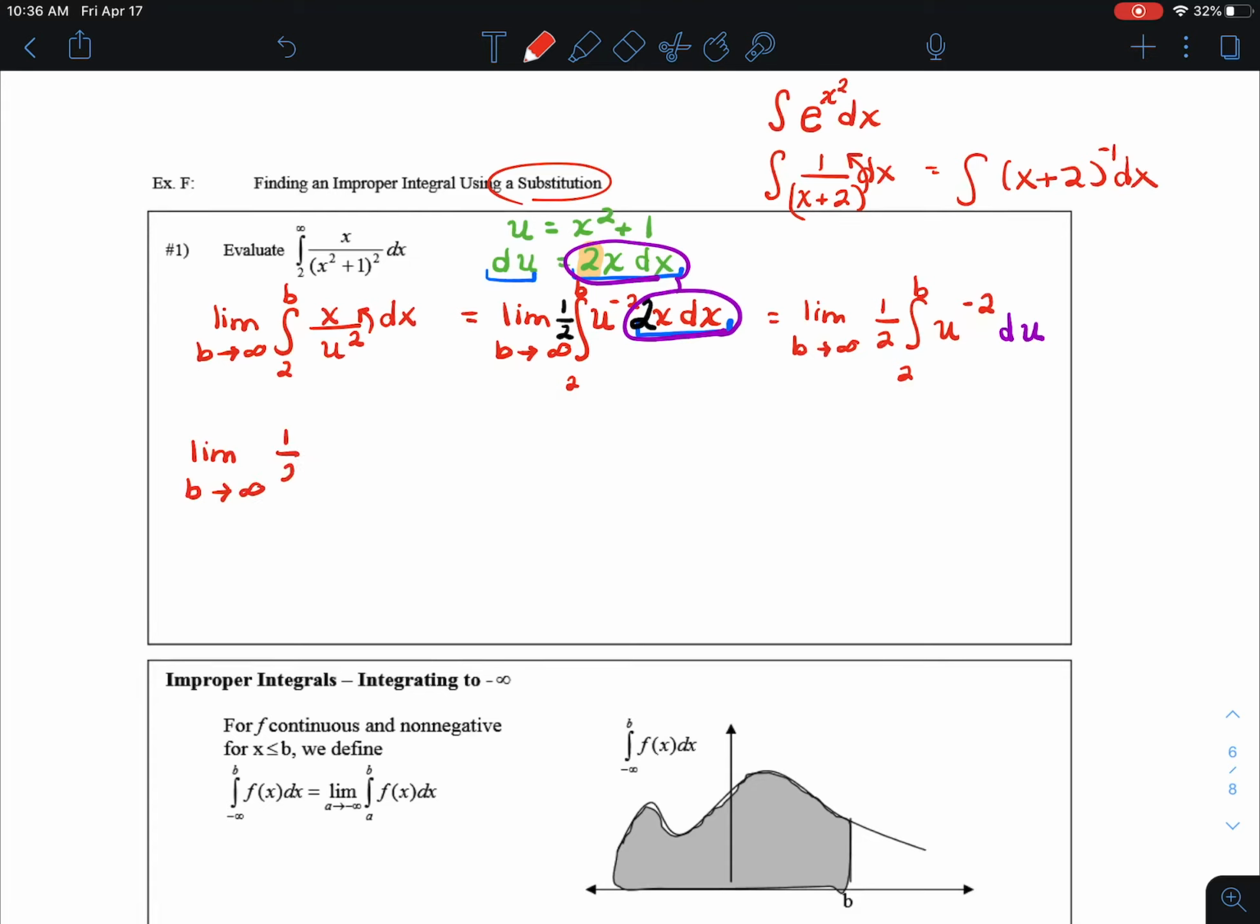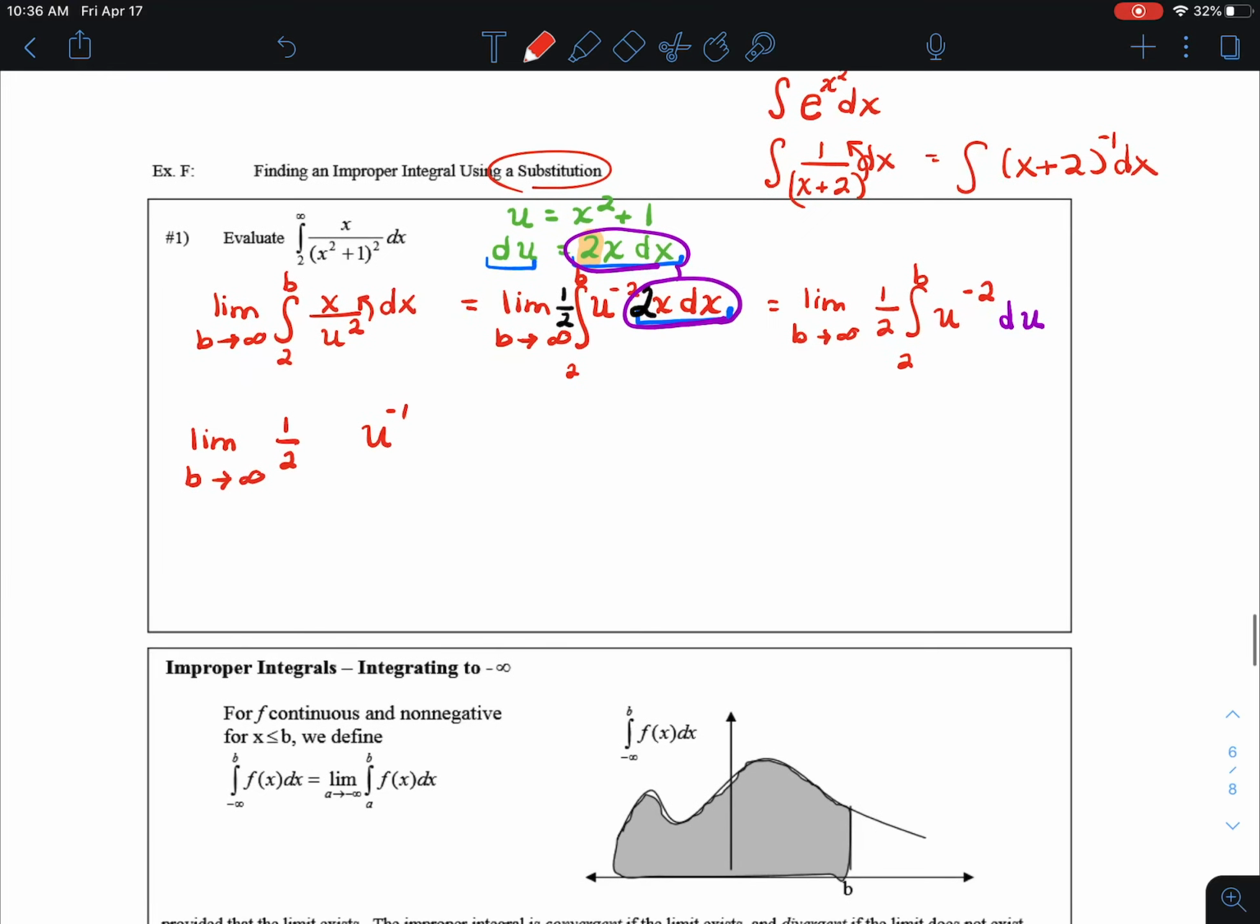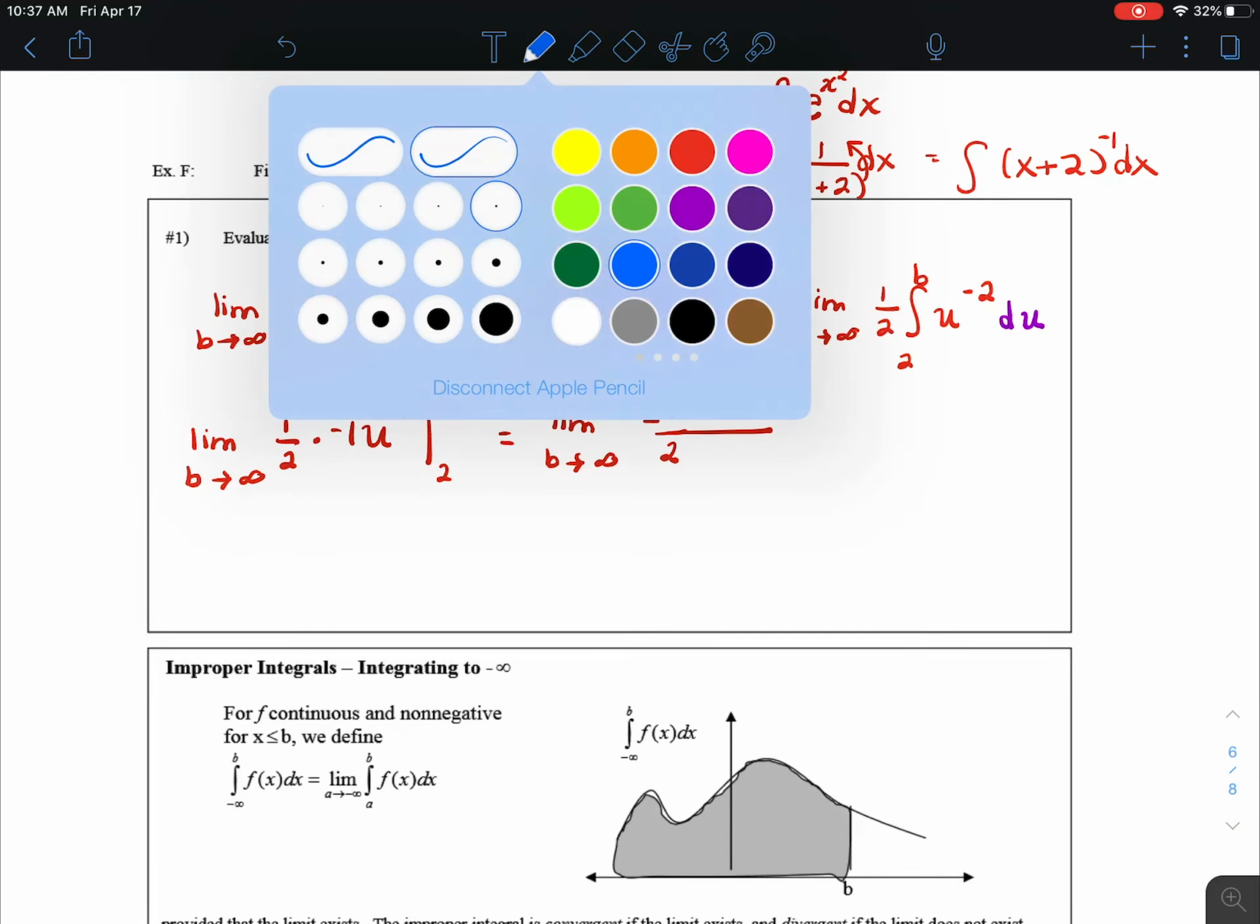Okay, so I'm going to keep that 1/2 in front. I'm going to add 1 to my exponent. That brings that to -1. And then I'm going to multiply in front by the reciprocal of -1, which is -1. I'm going to put the vertical bar, and then I'm going to clean this up just a smidge here. Okay, so we've got the limit as b approaches infinity. It's going to be -1/2.